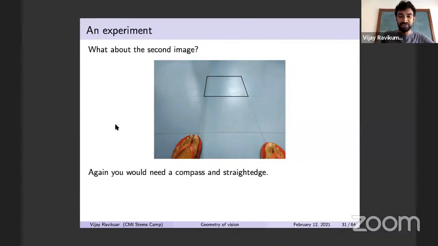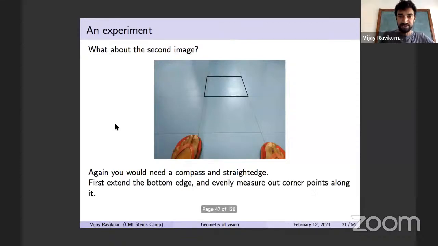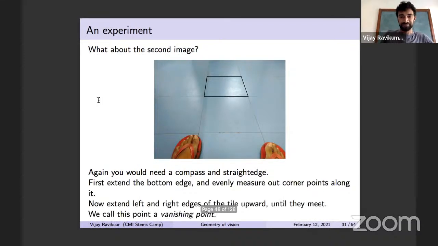So again, you'd need your compass and your straight edge, because one way to start things out is to extend our horizontal lines, and extend our lines, which are no longer vertical, but are lines that are not horizontal. And when we extend that bottom edge, notice that we still have to have a way of measuring, because we still have to evenly measure out 1 unit along each horizontal line. So we have to evenly measure out corner points along that horizontal line, which means we need some way of taking measurements. So that would be the first task. Use your measurement device to extend and take those corner points.